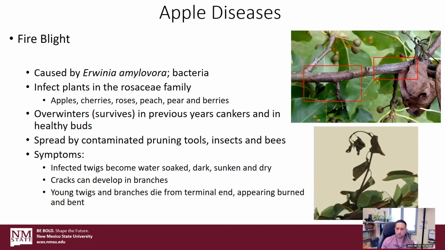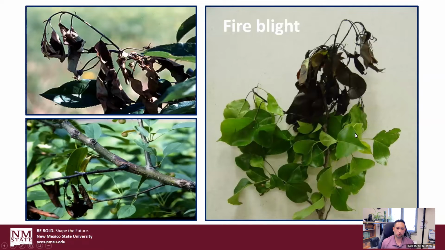They start dying from the terminal end, and they look just like they've been burnt, and then they start bending. That's what we call a shepherd's crook. You can see that right here. Here are more examples of lesions as well as the shepherd's crook. If you see this on your apples or any of your rosaceae, most often the case is that it is fire blight.